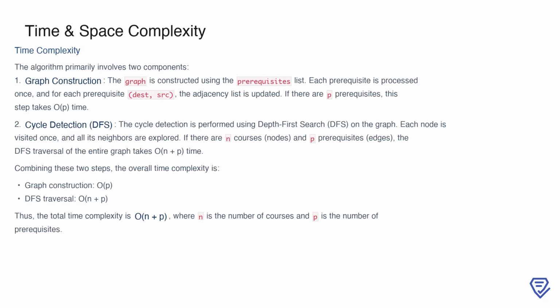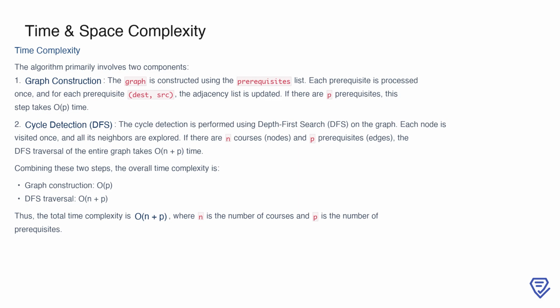Here, we analyze the time complexity of the algorithm, which is primarily determined by two key components. The first is graph construction. This step involves processing the prerequisites list, where each prerequisite is considered once to update the adjacency list. If there are p prerequisites, this step takes O(p) time.